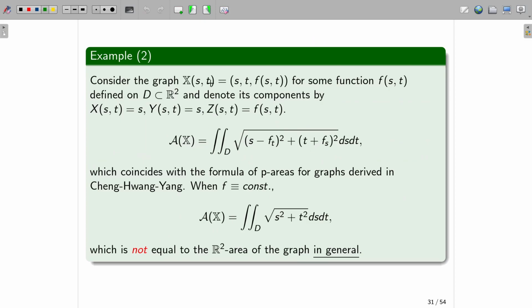And how about a graph? For a graph (s, t, f(s,t)) for some function f, in general it's not equal, because if I really calculate it, the P-area is as follows, which is different from the Euclidean surface area of the graph. So they are different in general.